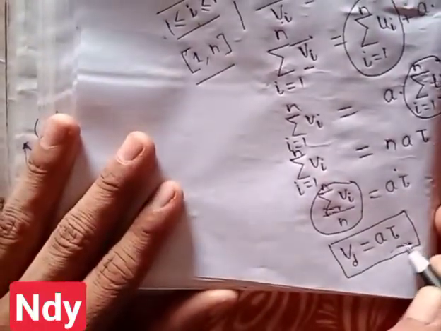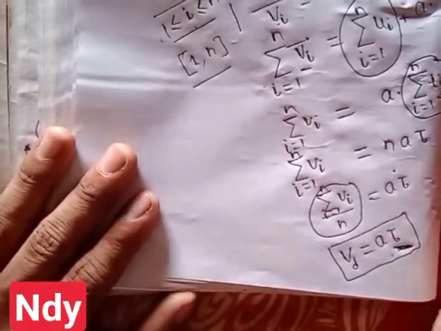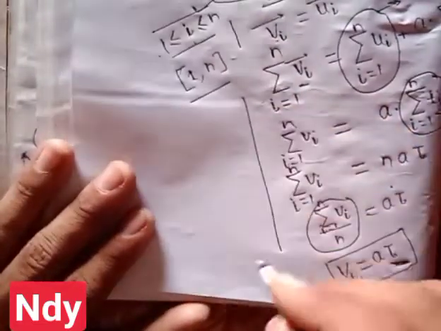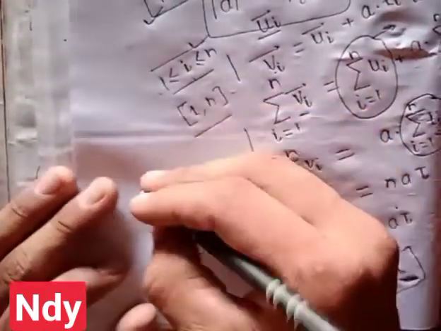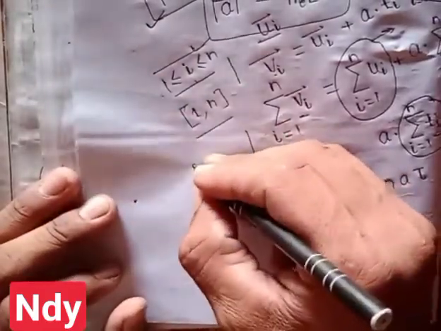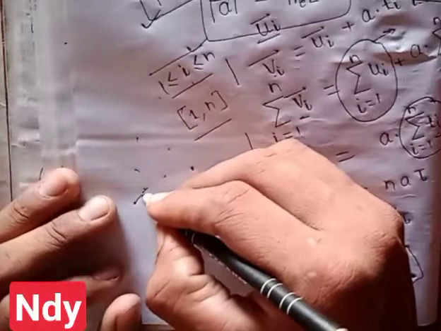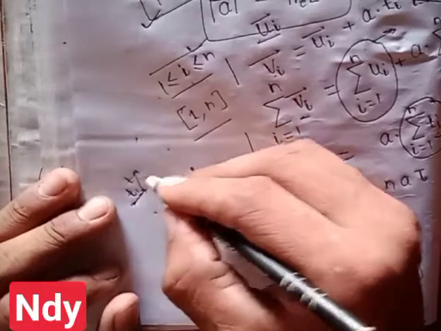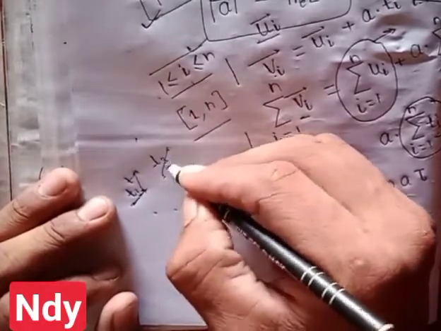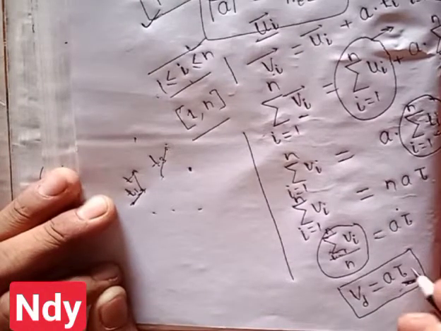And this time interval, that is tau, is called the relaxation time. The relaxation time is defined as the average time between two consecutive collisions. That is, let this be an electron and this be an electron, and there are a lot of electrons. This one collides with this one at a time t1, this one collides with this at a time t2, and this at a time t3.